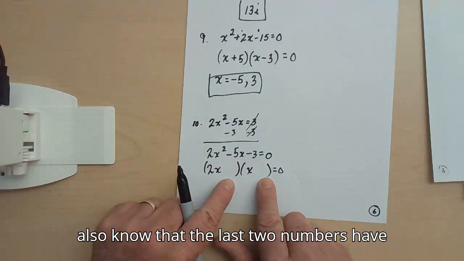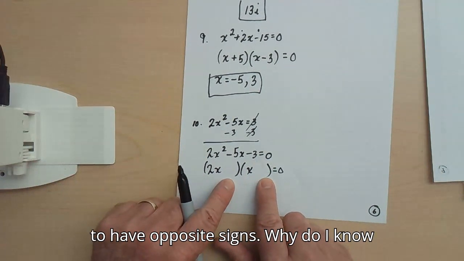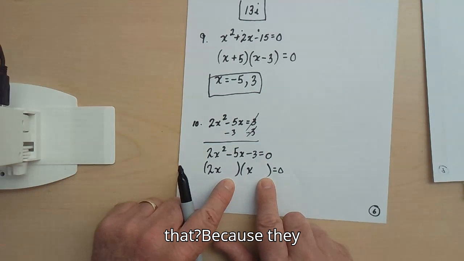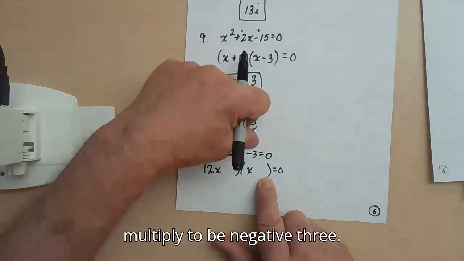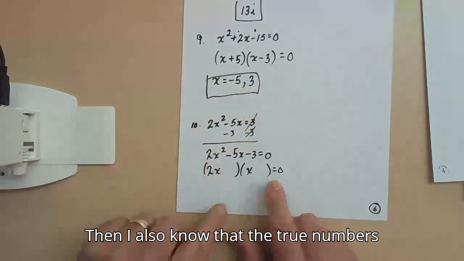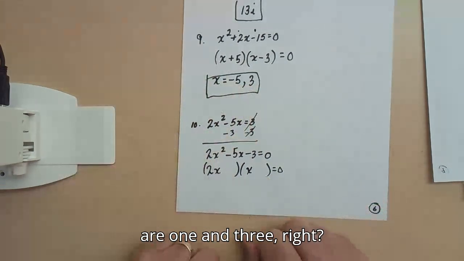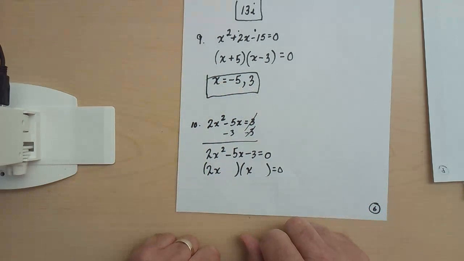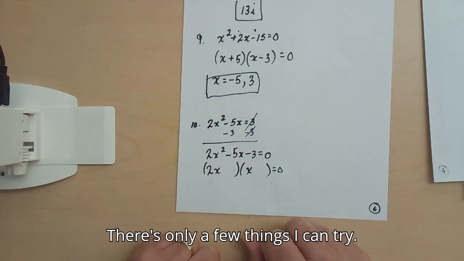I also know that the last two numbers have to have opposite signs. Why do I know that? Because they multiply to be -3. Then I also know that the true numbers are 1 and 3, right? There's only a few things I can try.